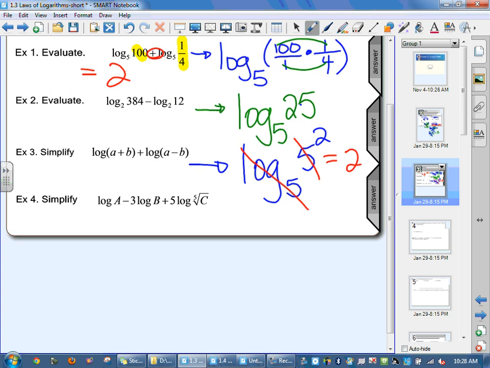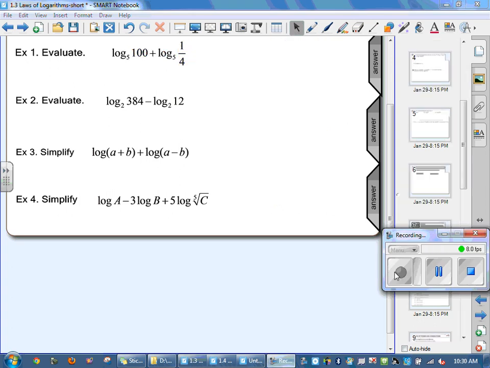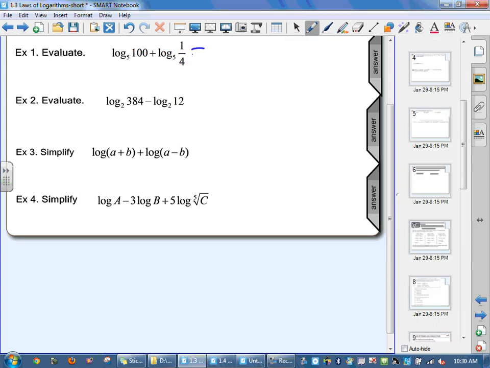Okay, we found our answer for the top one was 2. Now it says we're subtracting in example 2. The minute I see that subtract sign, I know I'm going to divide. And which numbers do I divide now? Again, it's your big argument numbers you divide.